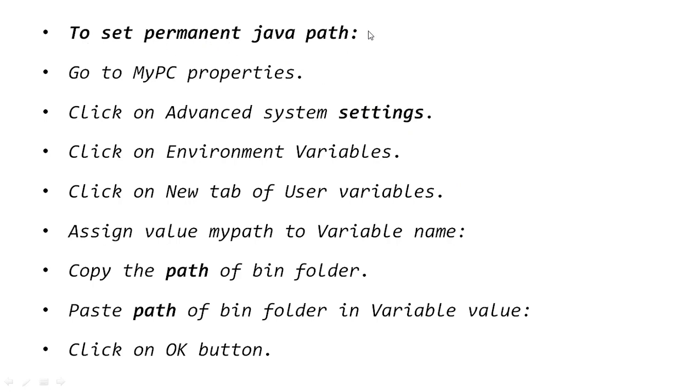To set permanent Java path, go to My PC properties. In this case, This PC is there. Click on Advanced System Settings, click on Environment Variables, then click on the New tab of User Variables, assign the value Path to the variable name, then copy the path of the bin folder, paste the path of the bin folder in variable value, then click on the OK button.